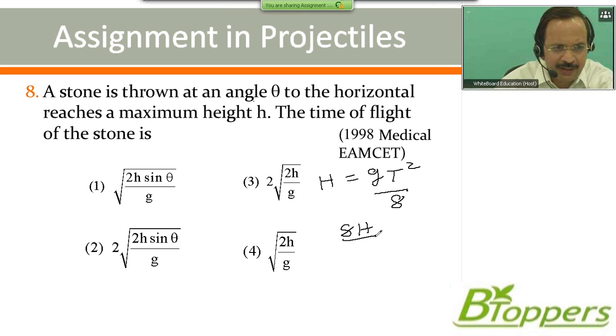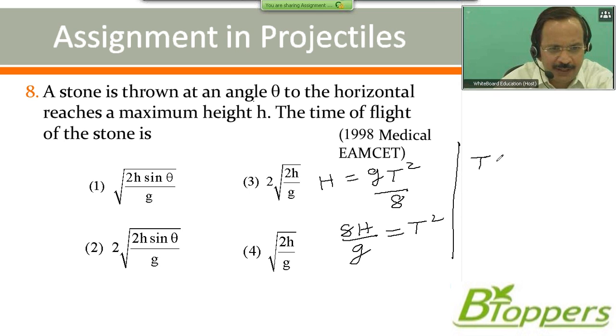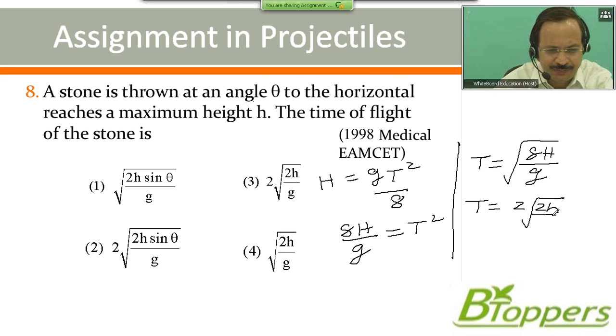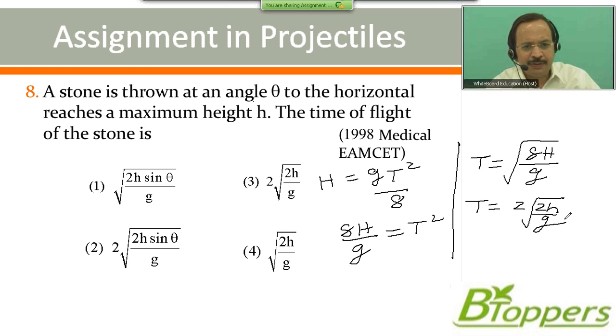Therefore, 8h by g equals t square. So the time of flight in terms of the maximum height is root of 8h by g. Instead of capital H, here small h is used for maximum height. Root 8 we can write as 2 root 2. So that will be the answer. If you want to copy the solution, you can pause and copy it. Already I have given the proof for the result h equal to g t square by 8.